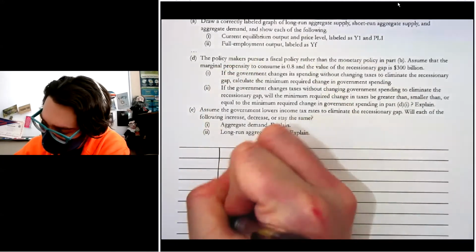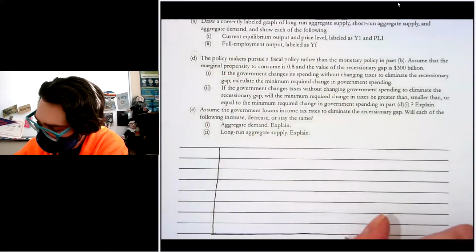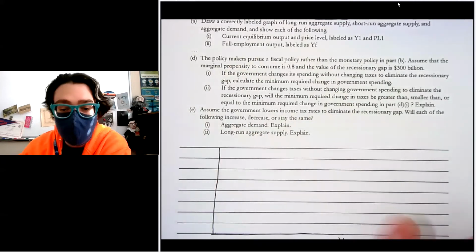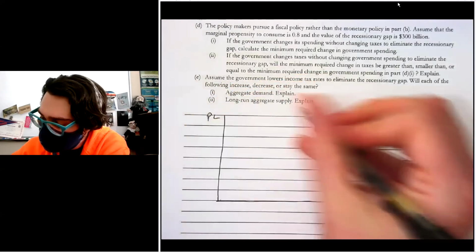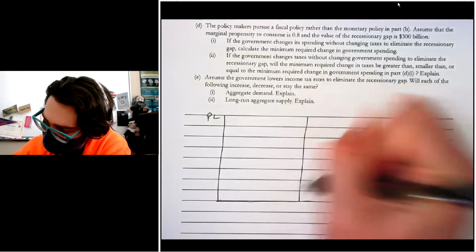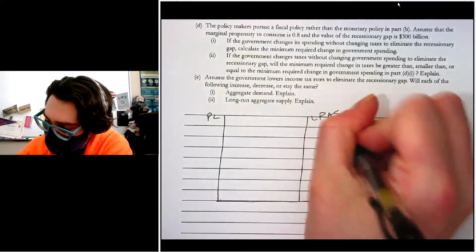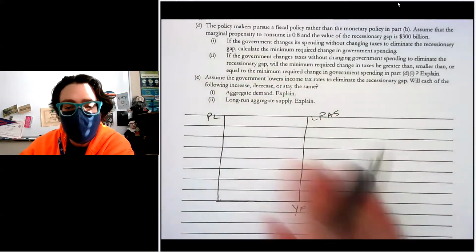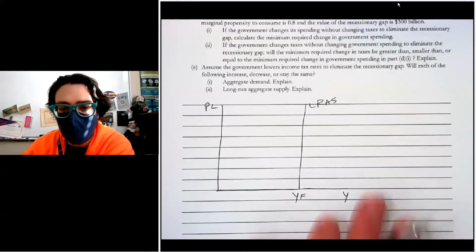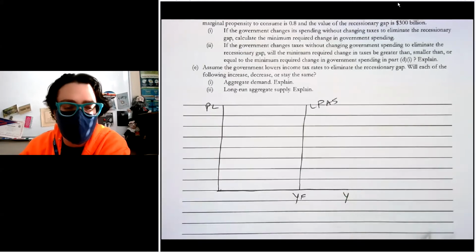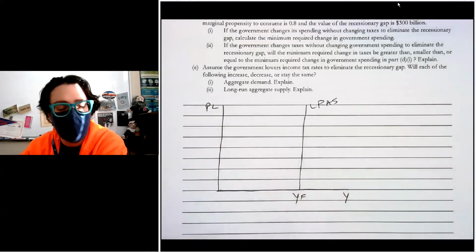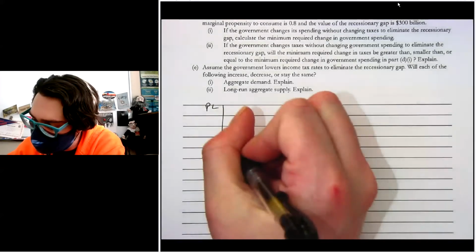So we'll start here, and we've got Y. You could also, of course, write GDPR down here as well. PL and LRAS and YF. And if you're wondering why these pages are lined, it's kind of a pain, but the AP tests, when they're done in person, actually have lined paper as well. So you have to draw them on lined paper. It's awkward, but get used to it a little bit, which is why I do that.